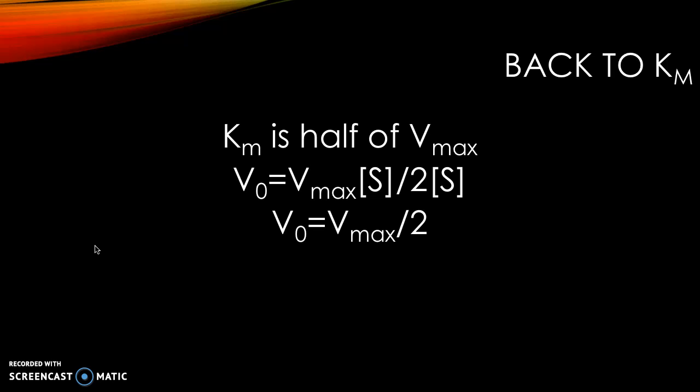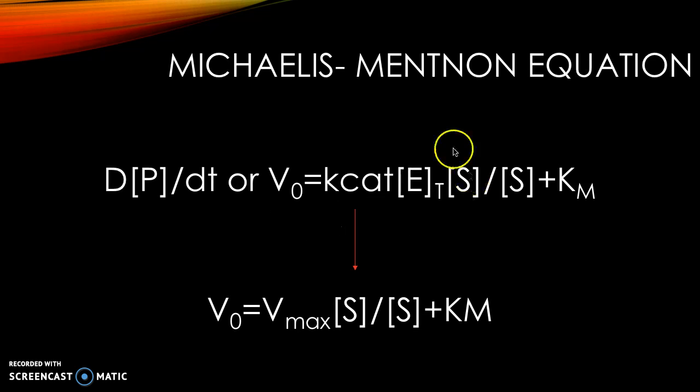Next, back to Km and how it relates to Vmax. Km is equal to the substrate concentration when the velocity is half of Vmax, and we can see that through this equation, where if S is equal to Km, we end up with Vmax divided by 2. So when Km is equal to the substrate, the velocity is Vmax divided in half. And so we can take this equation, and what we know here, that this is equal to Vmax, and create the following final Michaelis-Menten equation.